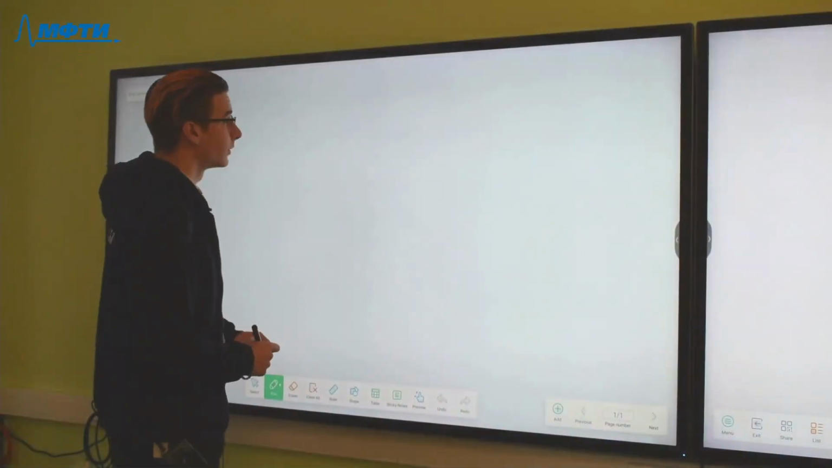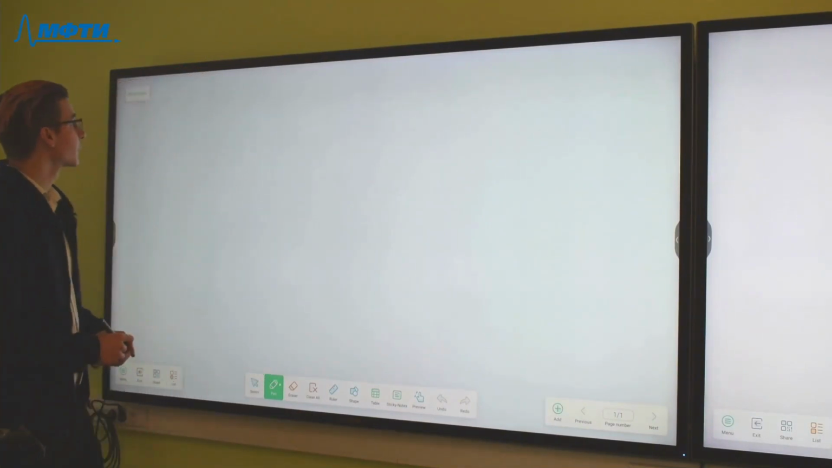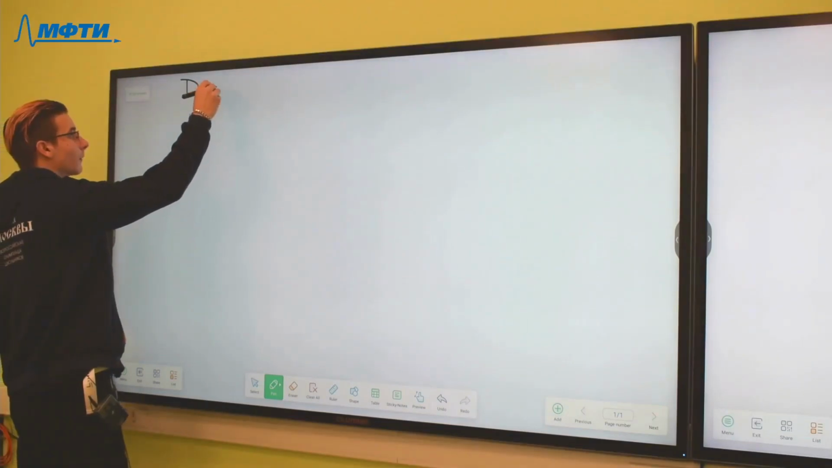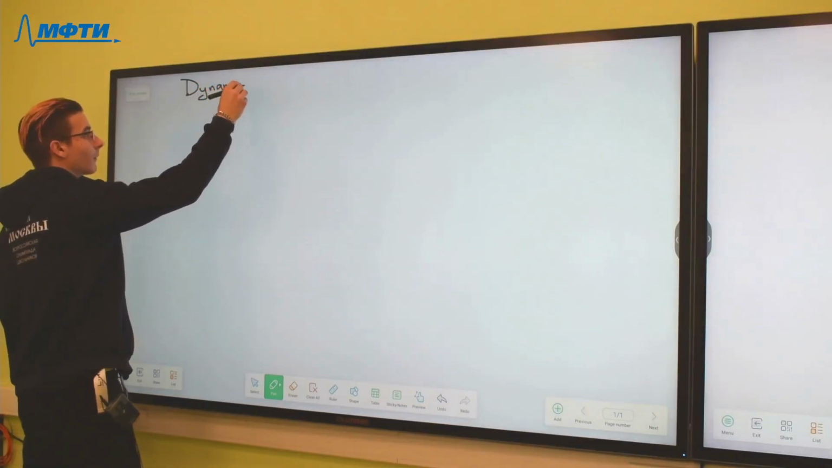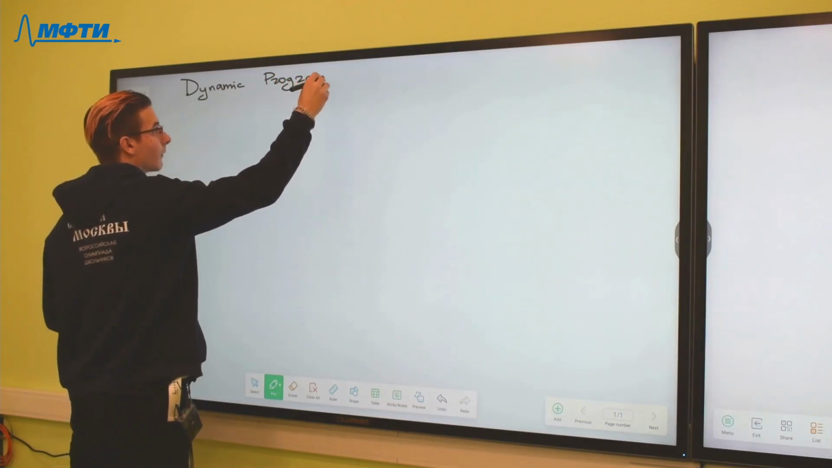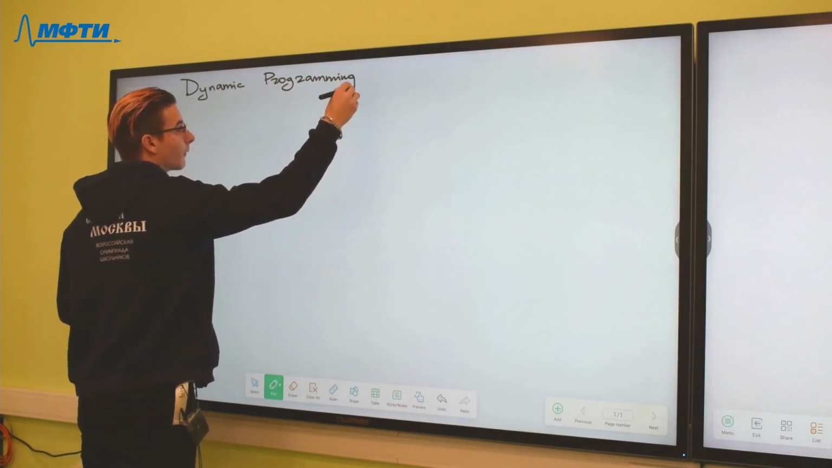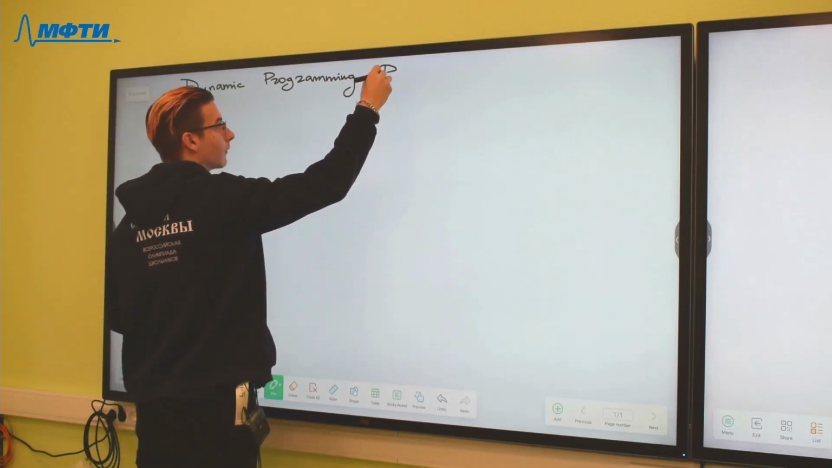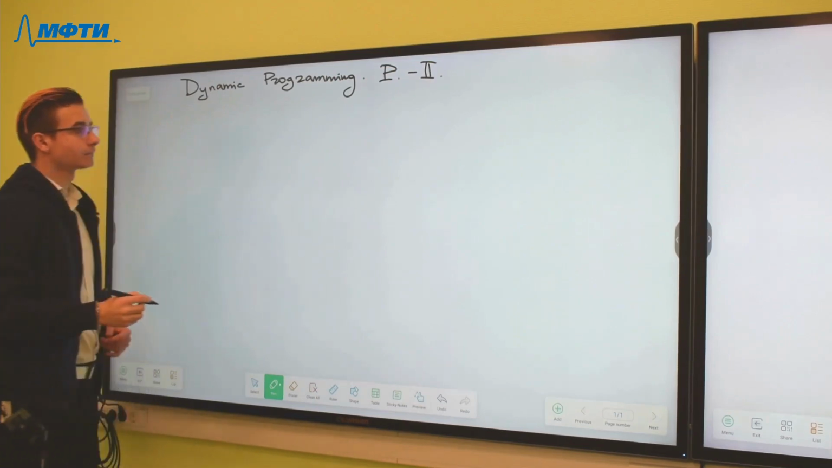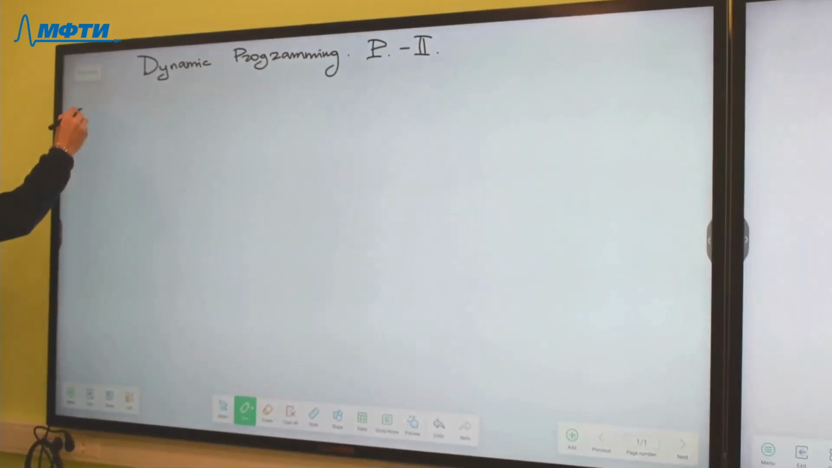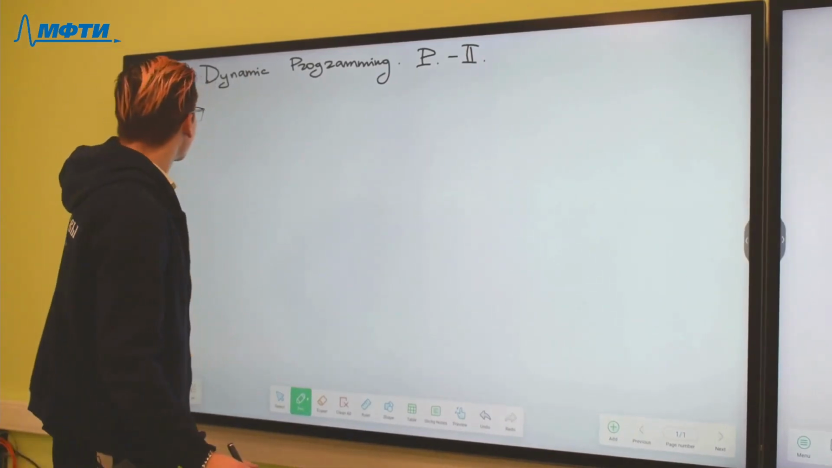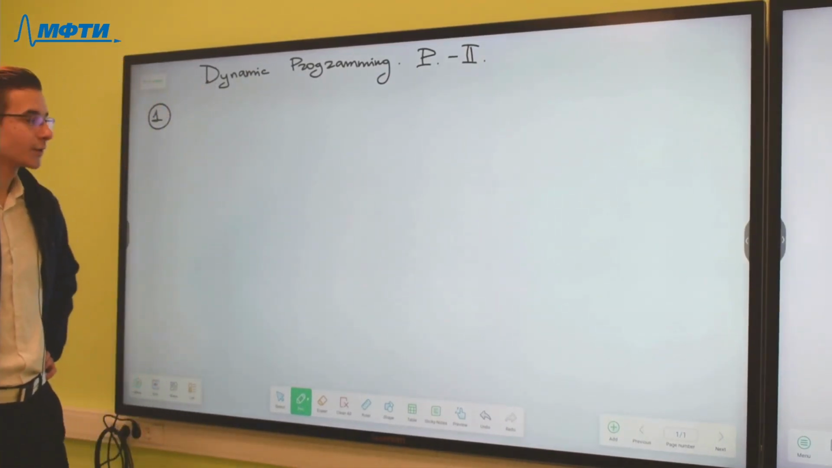Hello, we start the second part of dynamic programming today. And firstly, we talk about different methods that contain two-dimensional searching.